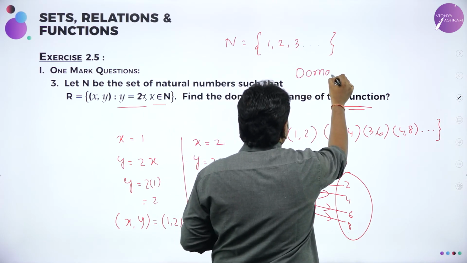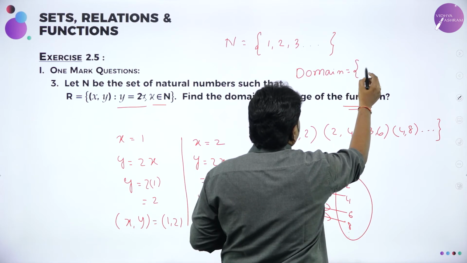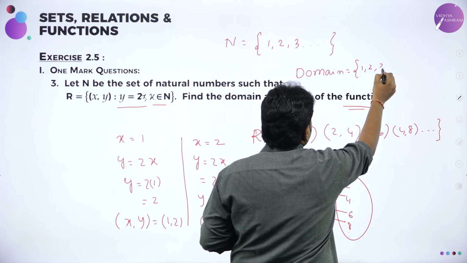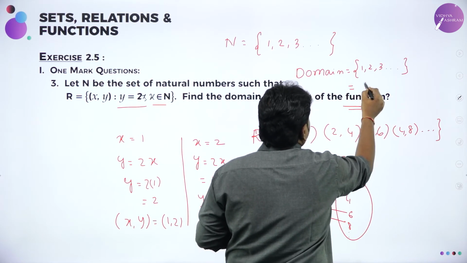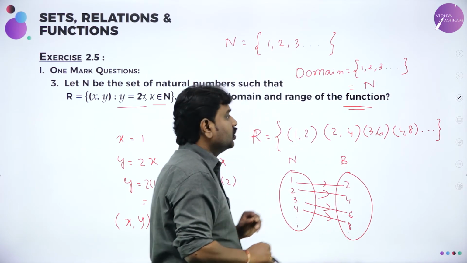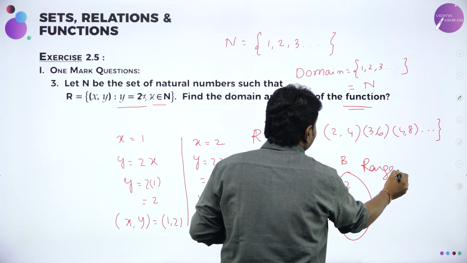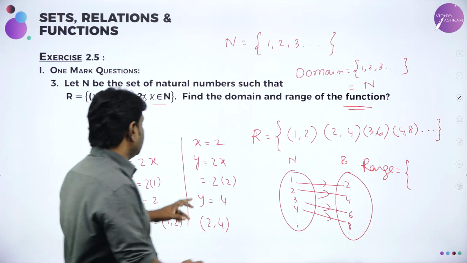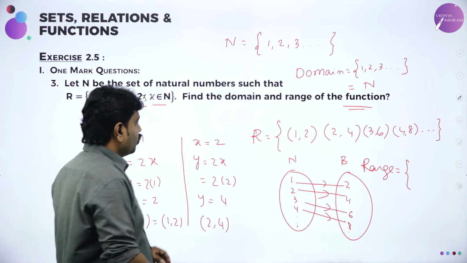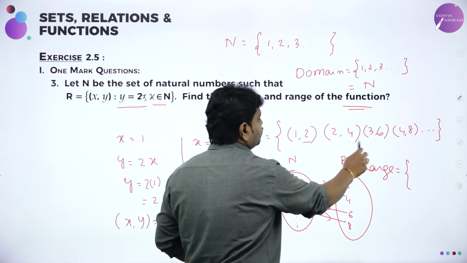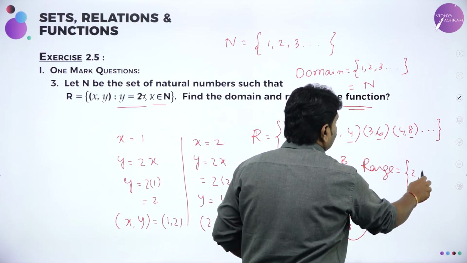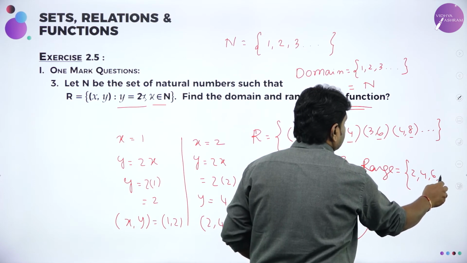Domain means set of first elements. What are the set of first elements? Natural numbers, 1, 2, 3, and so on, or I can say domain is N, all natural numbers. Codomain, they want range. Range means set of images. What are the images? For range, you will get only even numbers. See, 2, 4, range means second values, 2, 4, 6, 8, and so on.